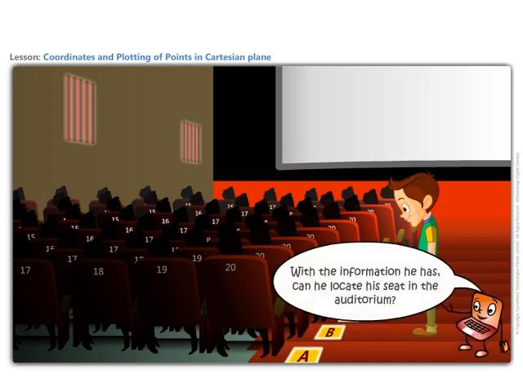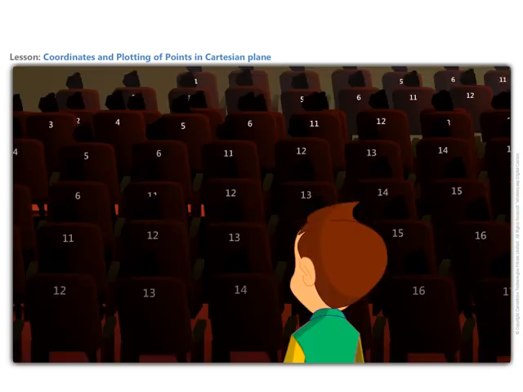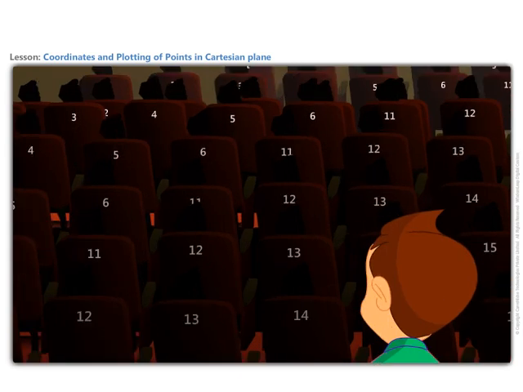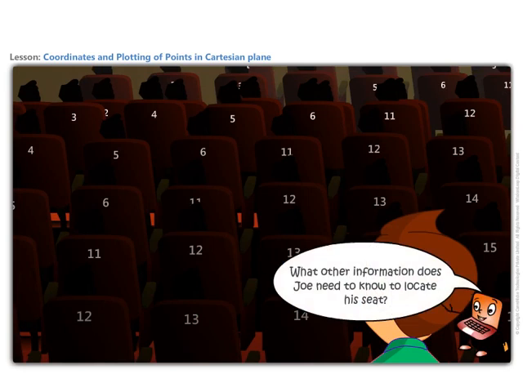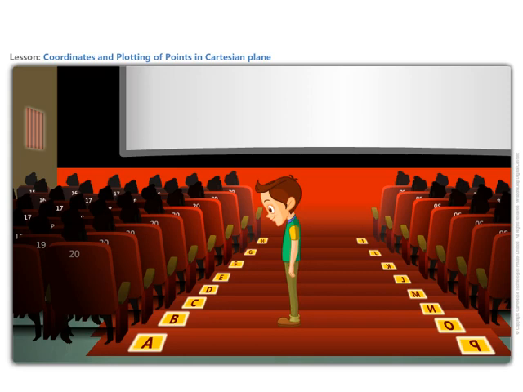With the information he has, can he locate his seat in the auditorium? He can't, because every row has a seat numbered 12. What other information does Joe need to know to locate his seat? He needs to know the row number.